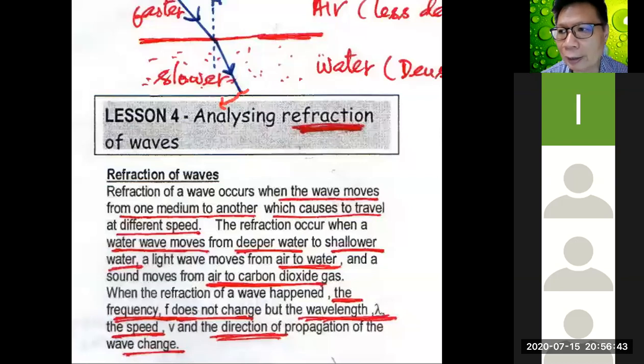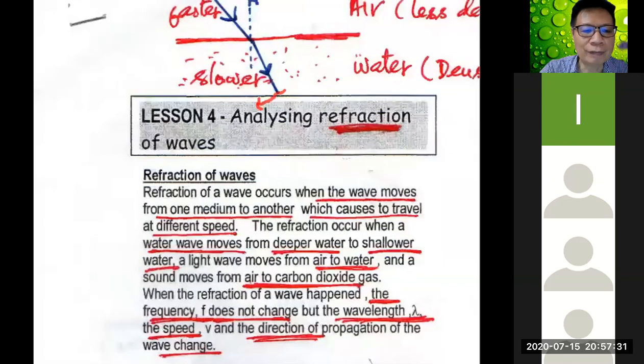And one more. During refraction, what will not change? Lim Ziliang, after refraction, what will not change? The frequency. Yes, correct. And what will change? Wavelength lambda, the speed and the direction of propagation. Yes, correct, very good answer. Frequency will never change. The wavelength, speed and direction all will change. So now we move on.